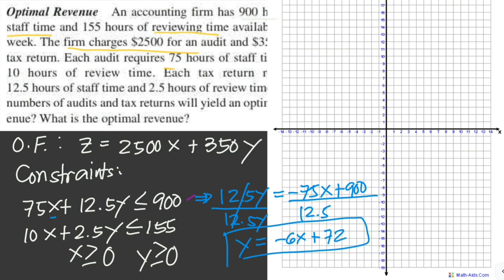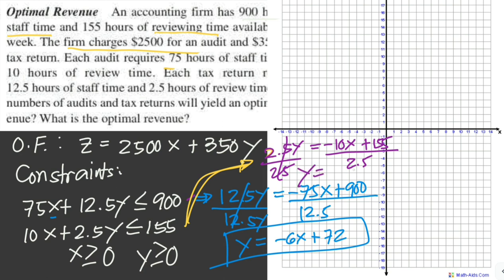So the slope here is negative 6, and then we can also rewrite the other inequality, this one. So you can write this as 2.5y equals negative 10x plus 155, over 2.5. So y here is just equal to negative 4x plus 62. So our slope is negative 4. Now we can graph this.